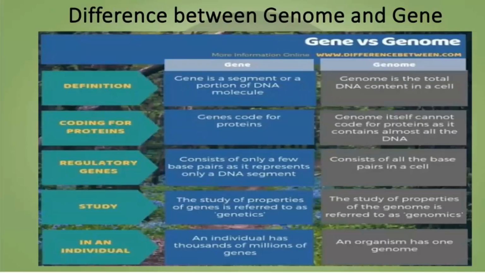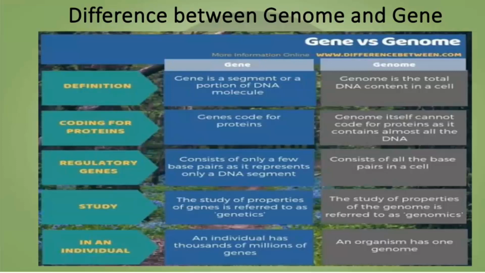So here is the difference between a genome and a gene. A gene is a segment or portion of a DNA molecule, whereas a genome is the total DNA content in a cell. A gene codes for protein. A genome itself cannot code for protein as it contains almost all the DNA. A gene consists of only a few base pairs as it represents only a DNA segment, whereas a genome consists of all the base pairs in a cell.